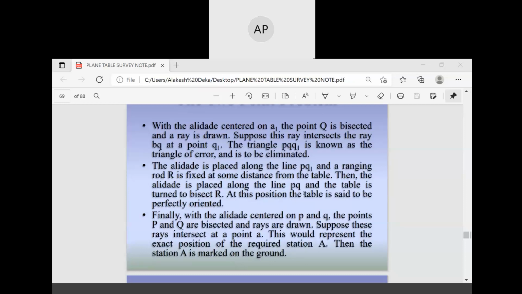At this position, the table is said to be perfectly oriented. So finally, with the LED centered at P and Q, the points P and Q are bisected and rays drawn. Suppose these rays intersect at the point A, it would represent the exact position of the required station. Then the station A is marked on the ground.